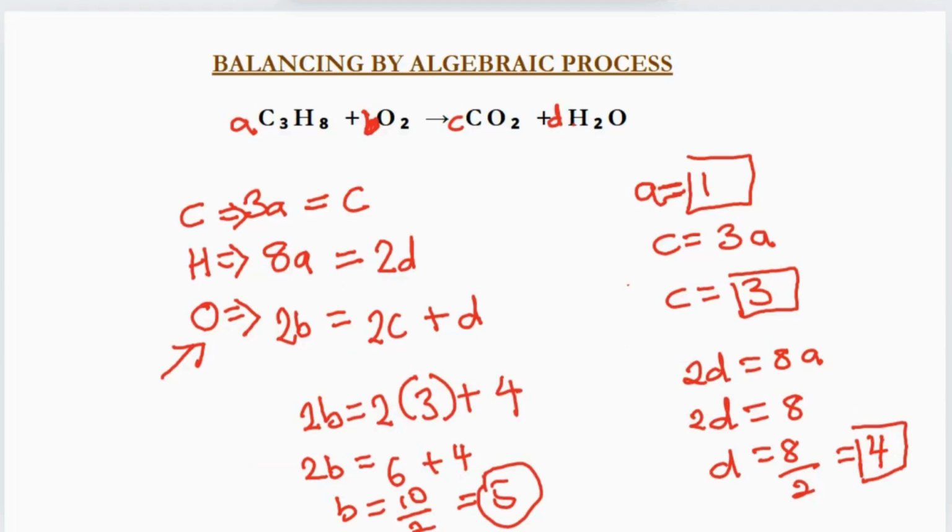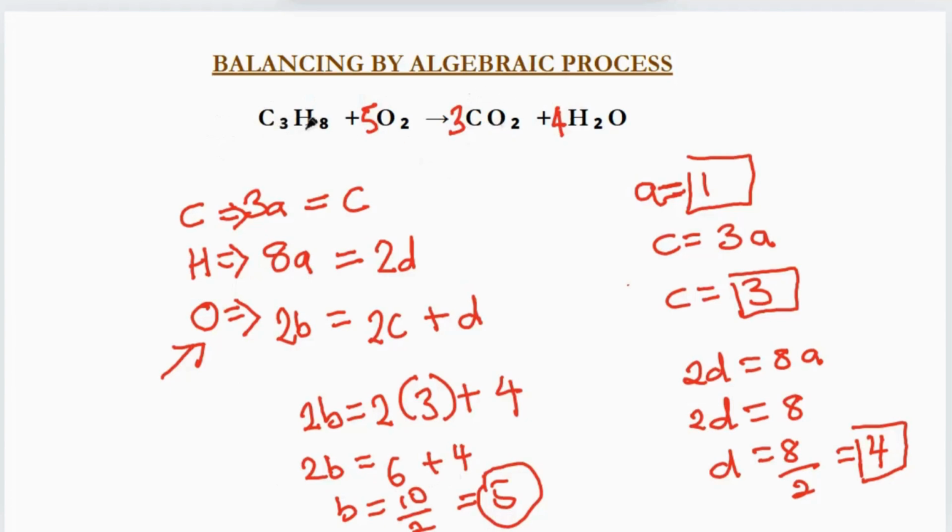So therefore, balancing this equation, we have A is 1, so we don't have to write down the 1. B is 5, so we'll put down 5 here instead of B. And C is 3, so we'll put down the 3 here. And D is 4.